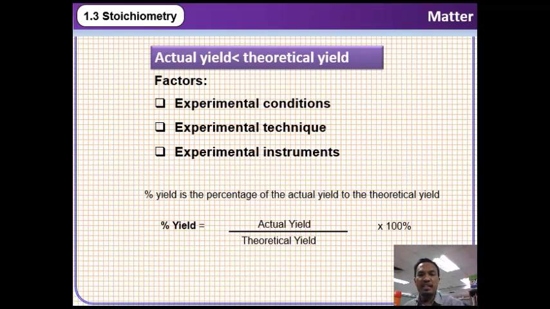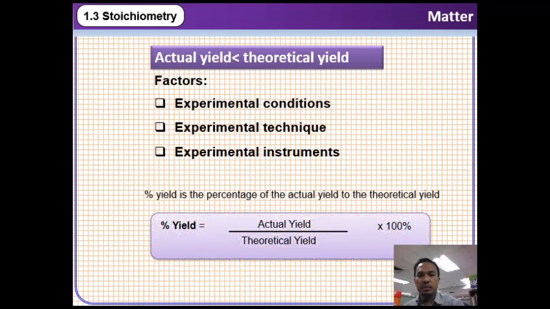The percentage yield is the percentage of the actual yield to the theoretical yield times 100. So the formula is percentage yield equals actual yield divided by theoretical yield times 100. So again, I will insist here. Actual yield is the actual amount obtained from the experiment, while the theoretical yield is the amount predicted from stoichiometry calculation based on the balanced chemical equation.